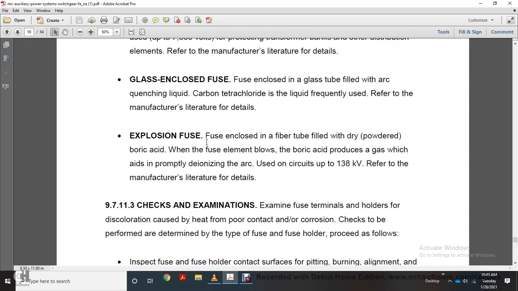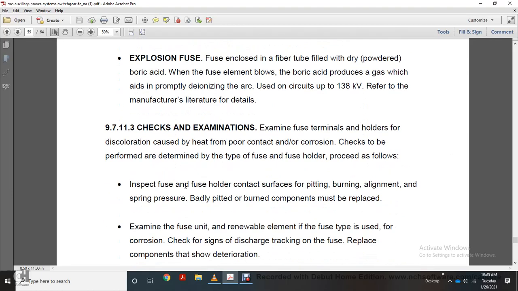Explosion fuse. Fuses enclosed with a fiber tube filled with dry powder boric acid. The fuse element blows, and the boric acid produces a gas which aids in promptly deionizing the arc. Used in circuits up to 138 kilovolts. Refer to the manufacturer literature for details.